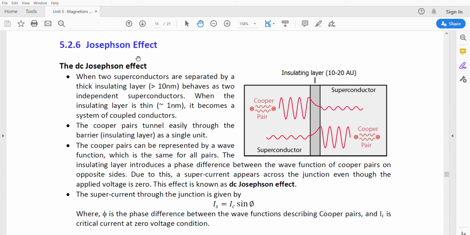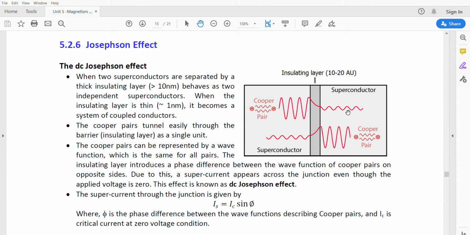Here the Josephson effect is nothing but two superconductors joined using an insulating material. This insulating material has a thickness of more than 10 nanometers. So what will happen if the superconductors are joined using an insulating material? These Cooper pairs have high energy, and it is observed that they easily tunnel through the insulating layer and travel to the second superconductor. So the Cooper pairs easily transfer through the insulating material.